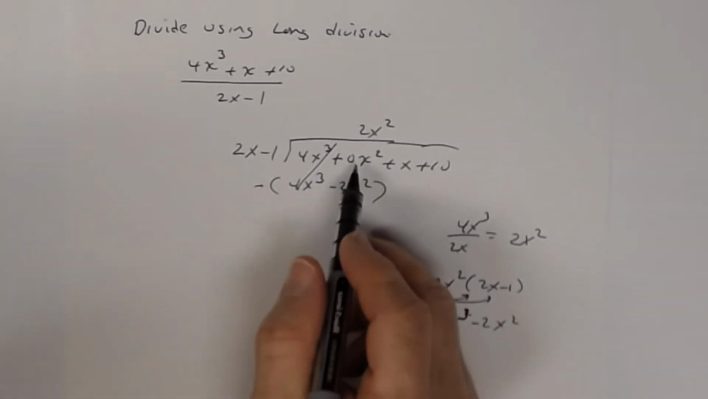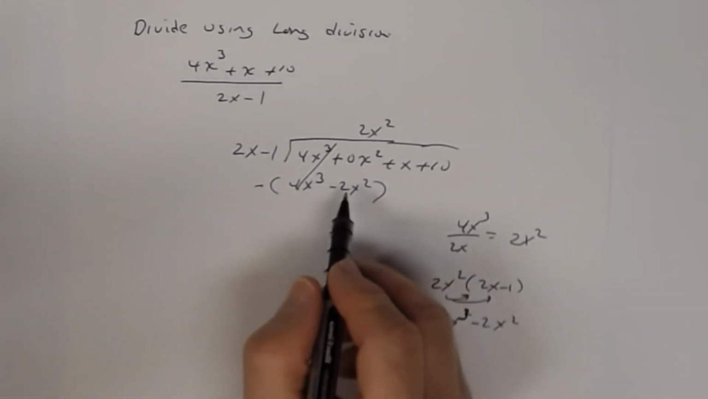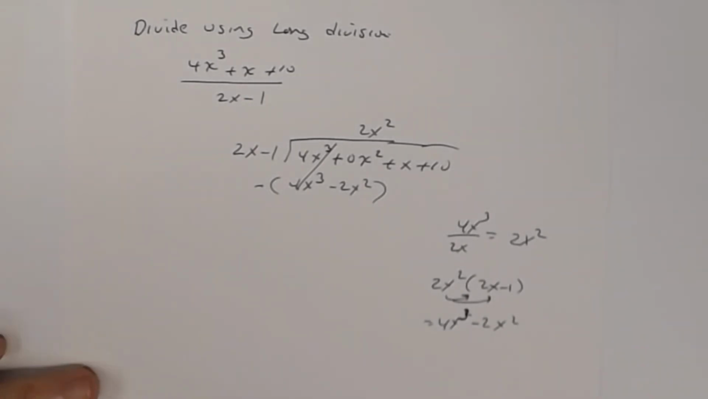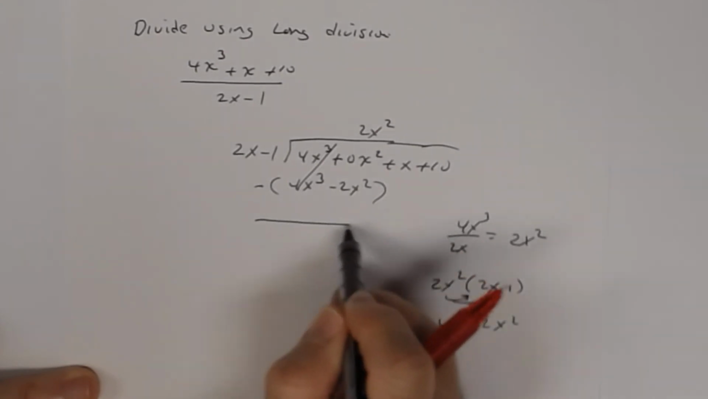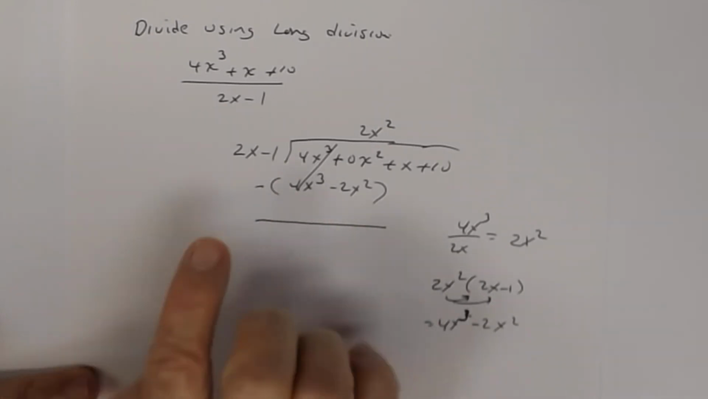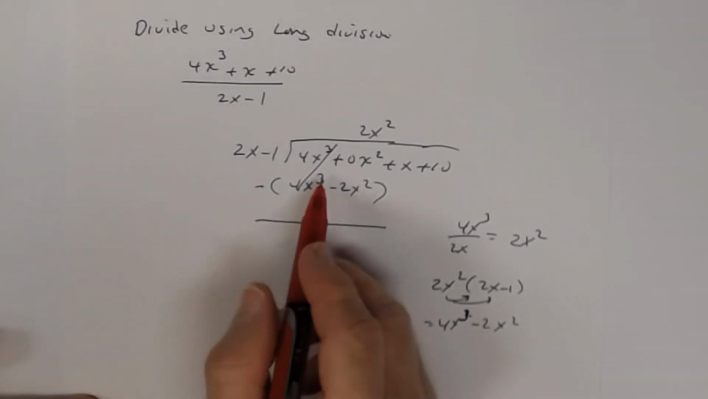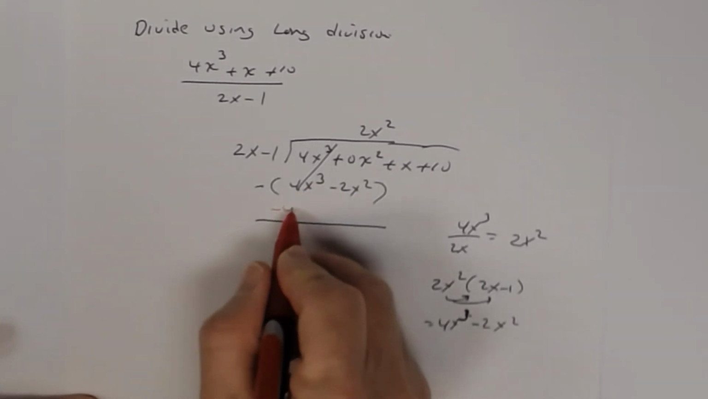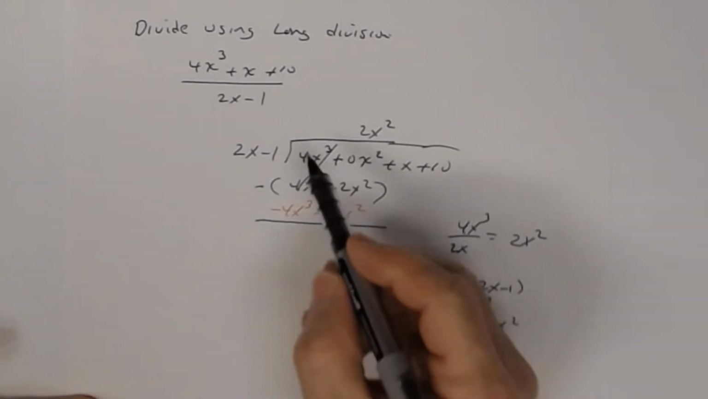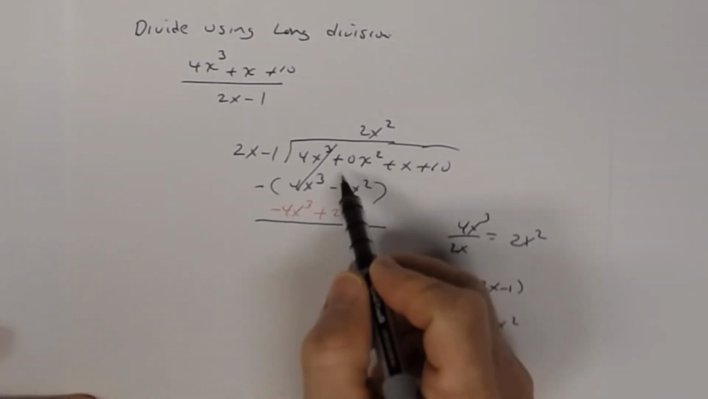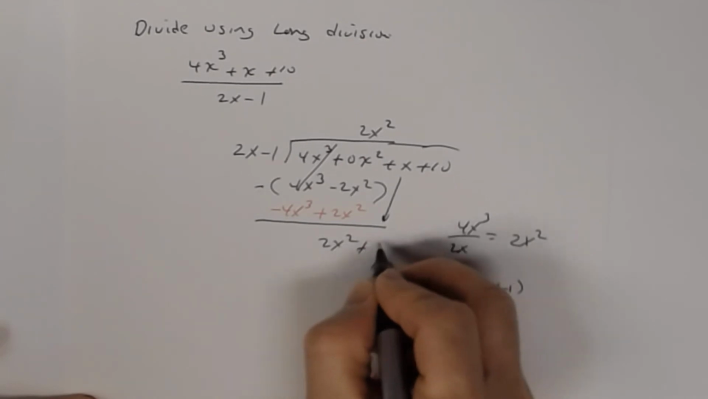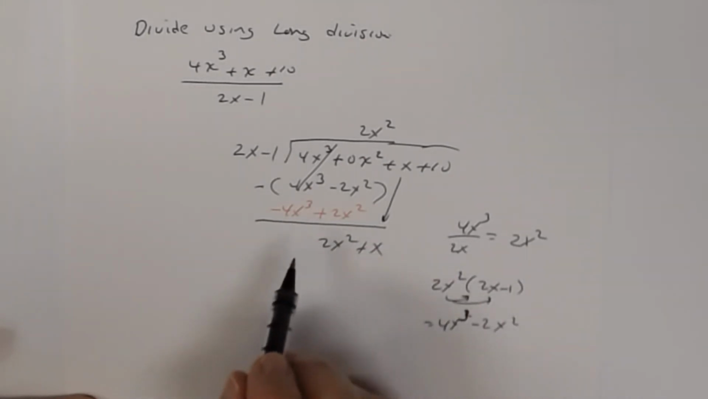Now be careful here: 0x squared subtract a negative 2x squared. Some students get a little bothered by that. So if you have to, put in the equivalent expression right here. I'm doing it in red, but you could still do it in your pencil. The opposite of 4x cubed is a negative 4x cubed, and the opposite of a negative 2x squared is a positive 2x squared. Then you're saying 4x cubed and negative 4x cubed is 0, and 0x squared and a positive 2x squared is 2x squared. Then you bring down the next term, plus x, and you do the division all over again.